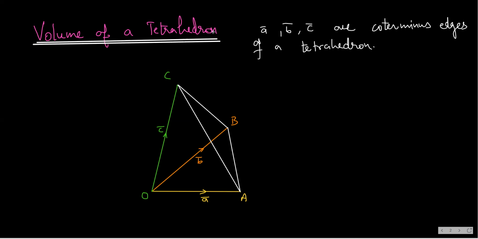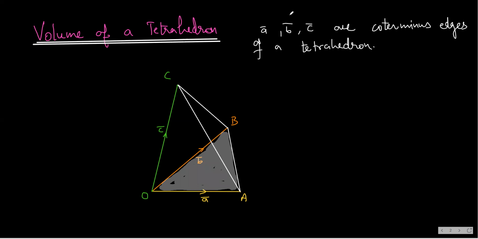I will try to show the 3D view of this. Triangle OAB is the base of the tetrahedron. So let me first cover the base. See, this is the base of the tetrahedron. It is the base surface. It is the surface on which the tetrahedron is resting.